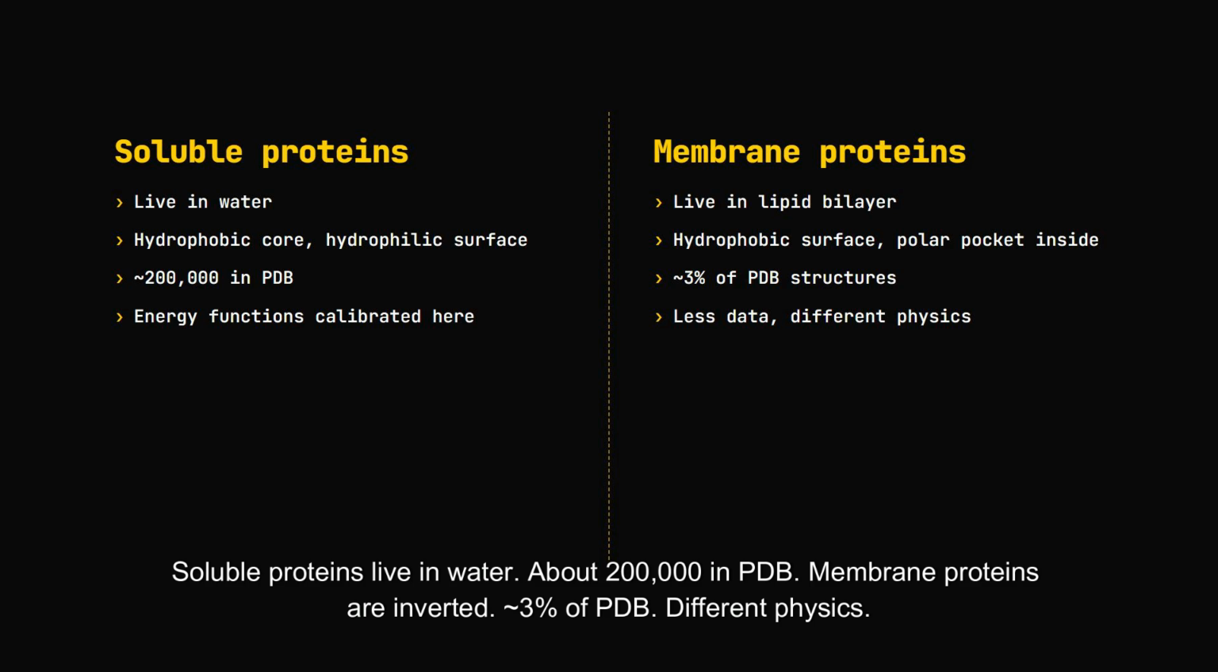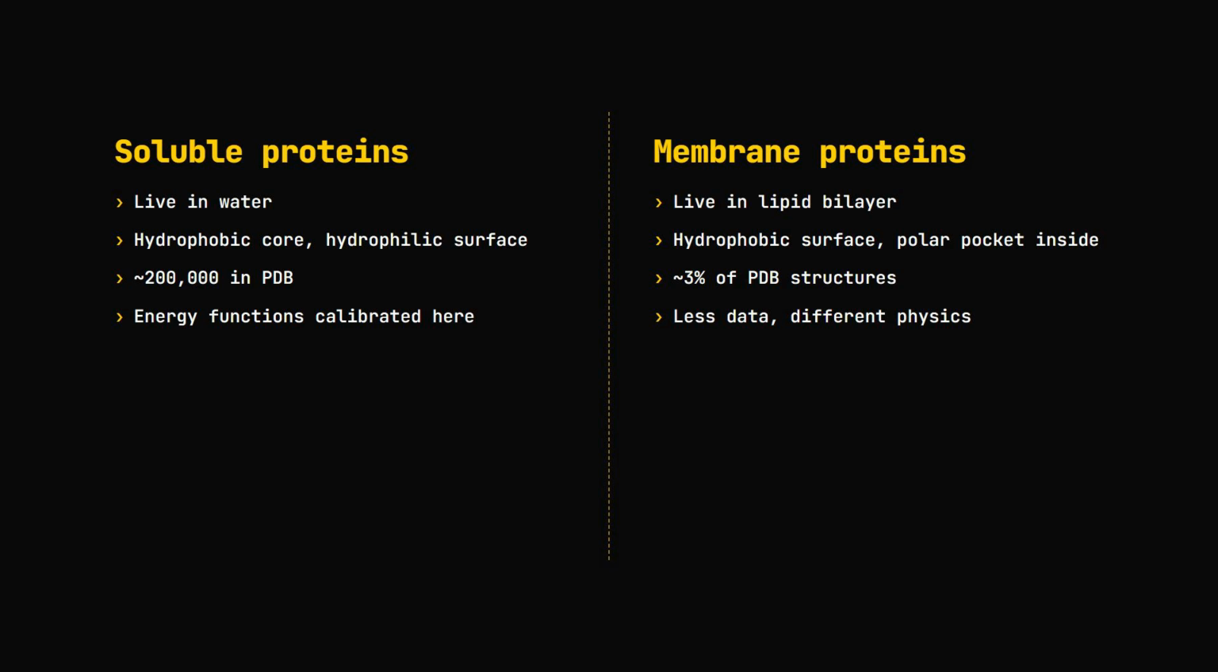Membrane proteins live in a lipid bilayer. Their physics is essentially inverted. Hydrophobic on the outside, where the lipids are, polar pocket on the inside. The PDB has maybe 3% of structures from this class. Less data, different physics, different energy functions, different assumptions. And you can see it in the features themselves.